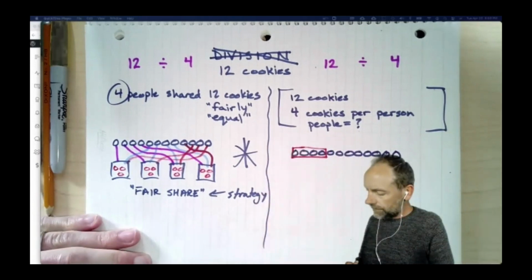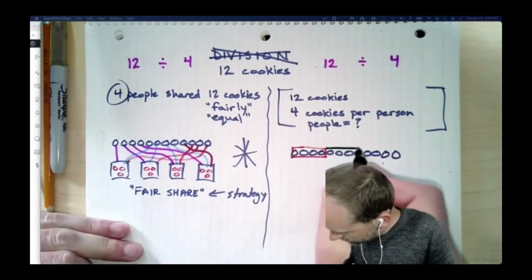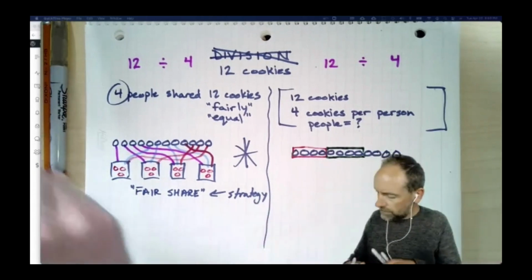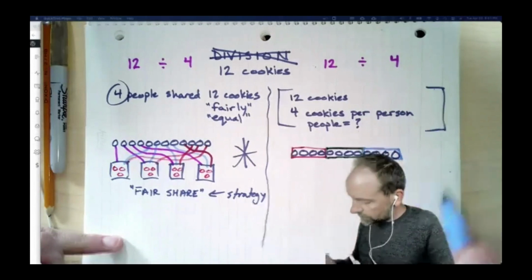But the interesting thing is now I don't know how many. Am I going to have enough full people here? I get 3 full people. And I really like that. All of a sudden, imagine we did 13 cookies, what would this look like?